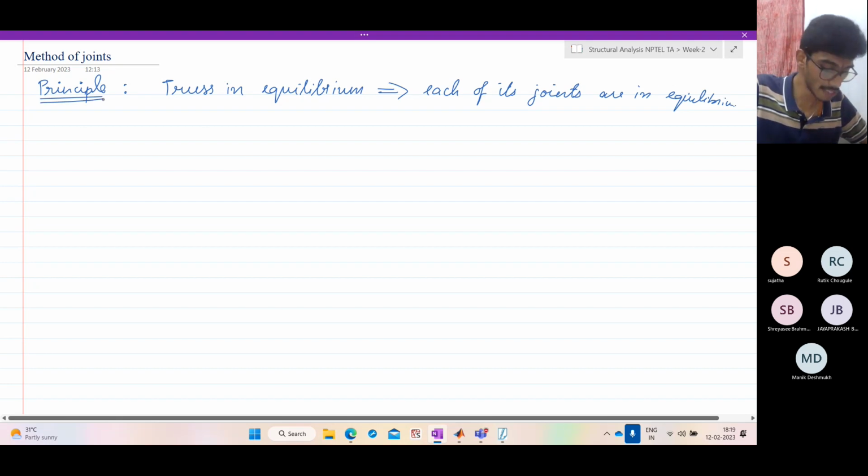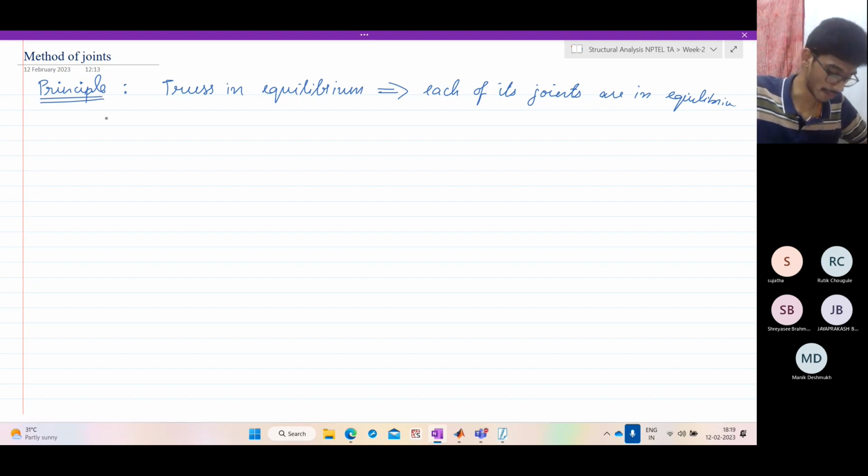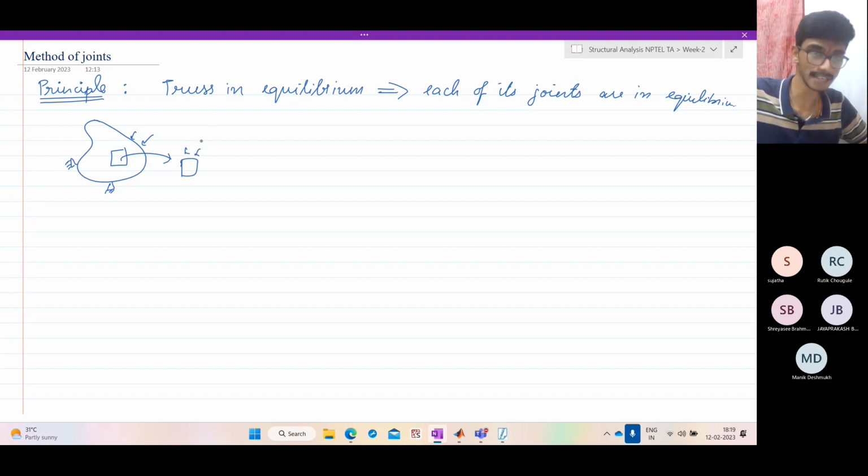So this is the basic principle upon which this method works. This is true for any body. If you have a body in equilibrium, subjected to some supports and loading conditions, then if you take any small section of the body, that will also be in equilibrium. So basically, this is a specialization to the case of trusses.